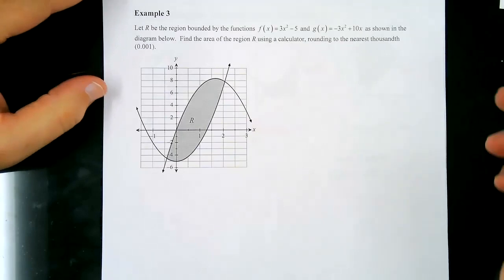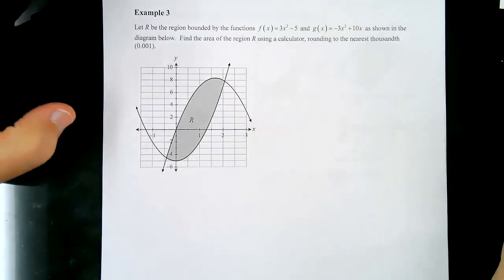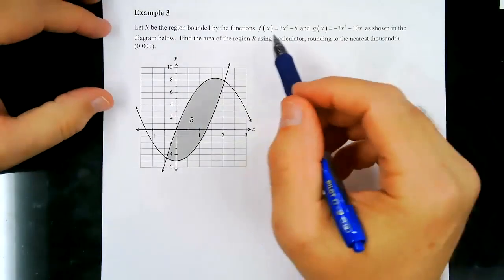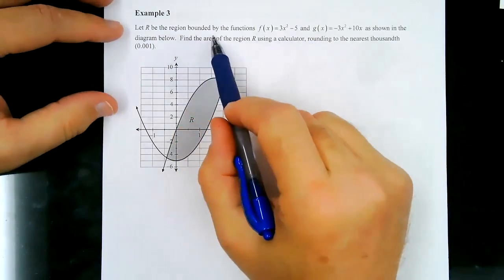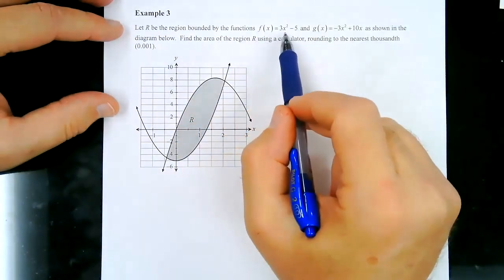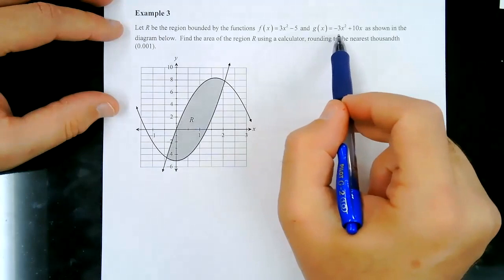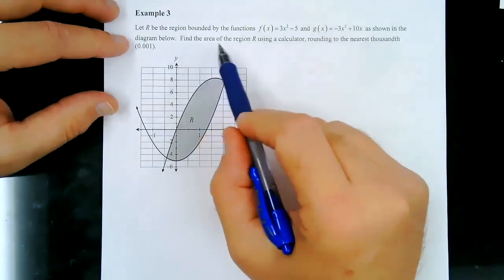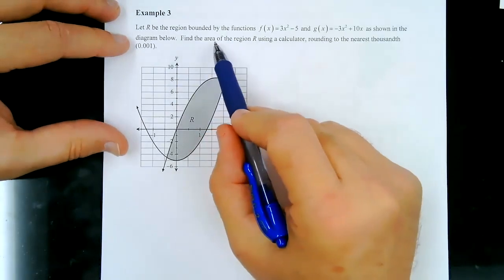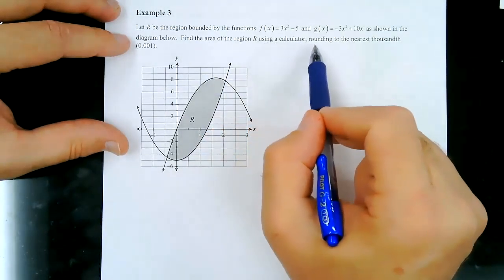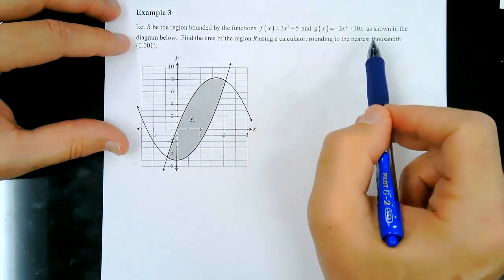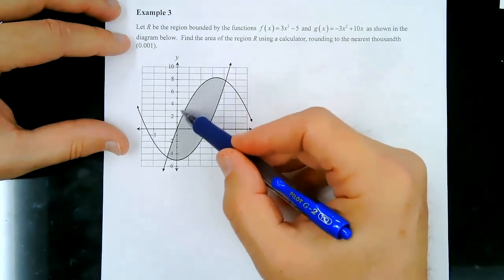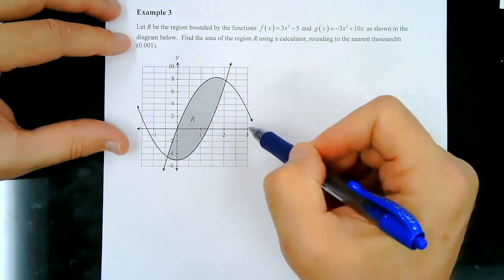For this next problem, we're moving into where we're going to use the calculator, okay, to do our integration. So let R be the region bounded by the functions f of x equals 3x squared minus 5 and g of x equals negative 3x squared plus 10x, as shown in the diagram below, okay? Find the area of the region R using a calculator, rounding to the nearest thousandth.